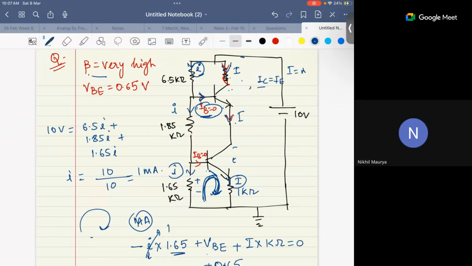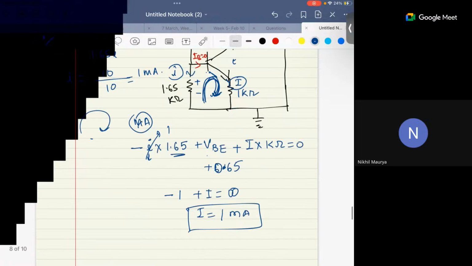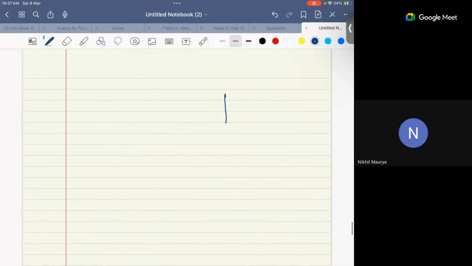Okay, IB is 0, then no current flows through IB. Yeah, there is no current. Whenever you deal with a BJT, you have to consider IB very small or 0, but you can use this KVL equation here.